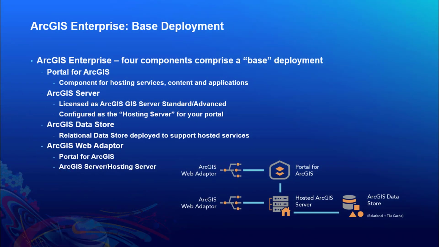So ArcGIS Enterprise consists of 4 components that make the base deployment. Portal for ArcGIS. This is the component that hosts services and applications. Now there's not much tuning that can be done based on your amount of content, but backup models, for example, are certainly worth discussing. ArcGIS Server. This is the engine behind the scenes that draws maps and performs analysis. And this component is probably the most impacted from poorly tuned services.